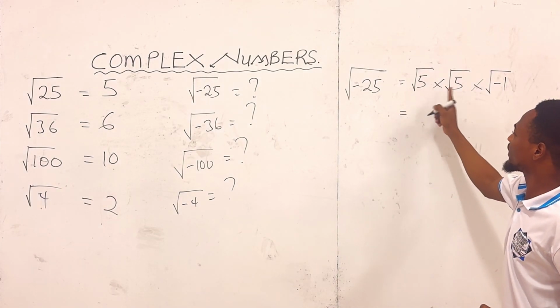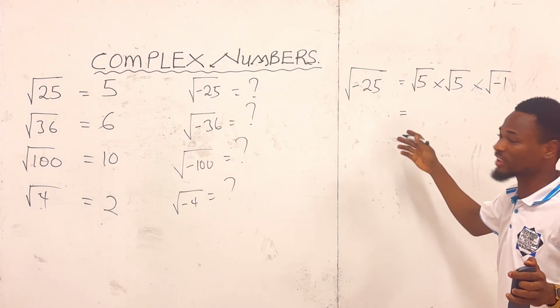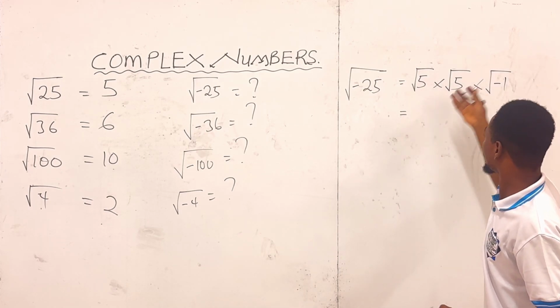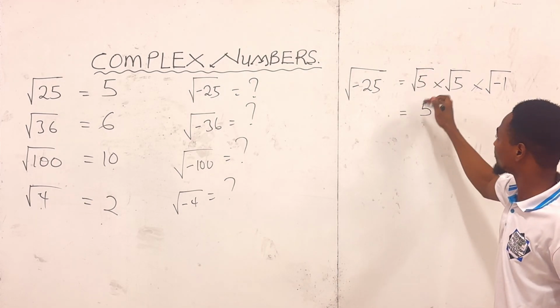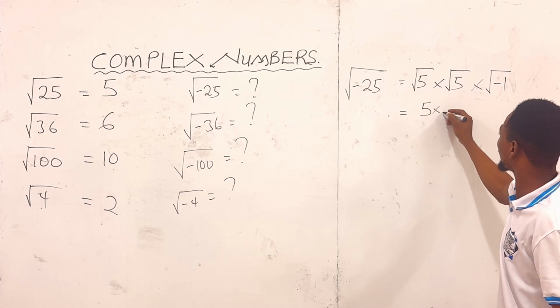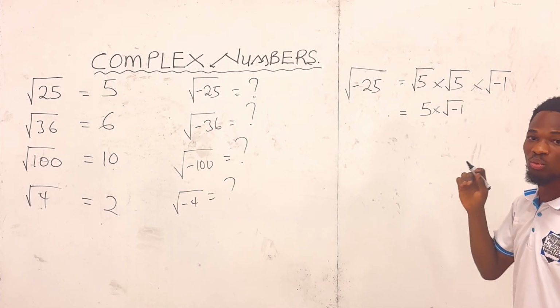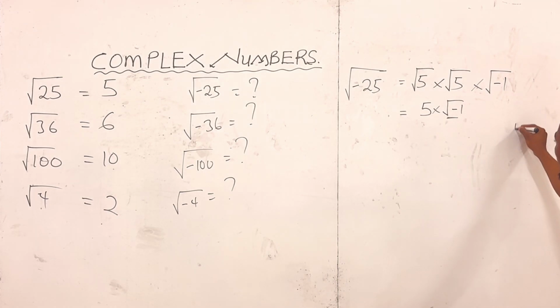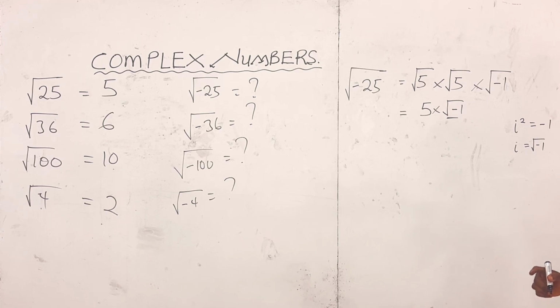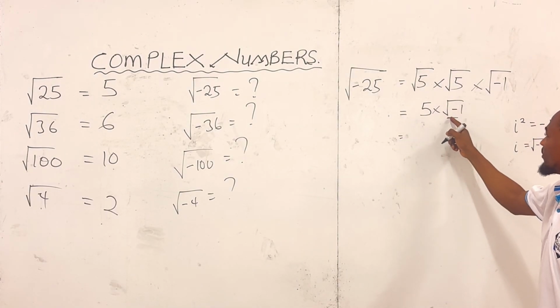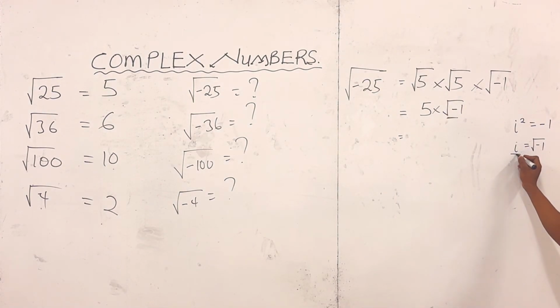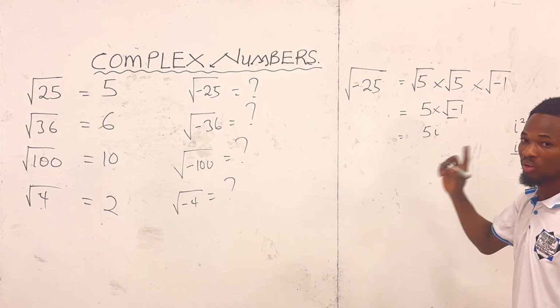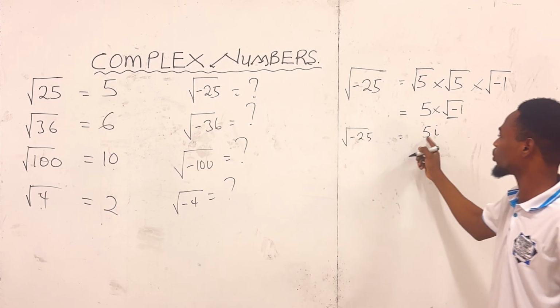Because this and this are the same, I'll just pick one. I'll just pick the radical because they are the same. Then I have times my negative 1 this way. But we know that i squared is equal to my negative 1. Then if I take the square root of both sides, I'll have i is equal to the square root of negative 1. So I can therefore conclude that 5 by the square root of negative 1 simply gives 5i. So therefore, square root of negative 25 gives 5i straight away.